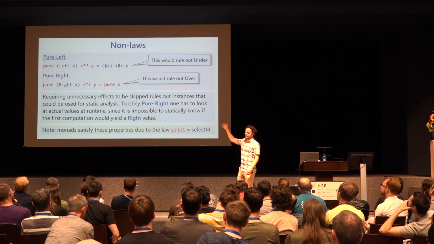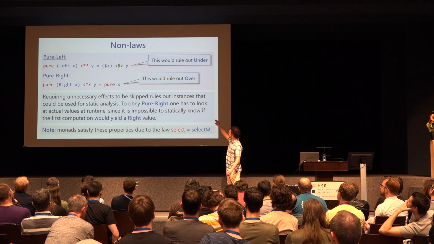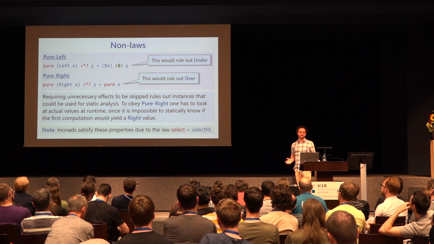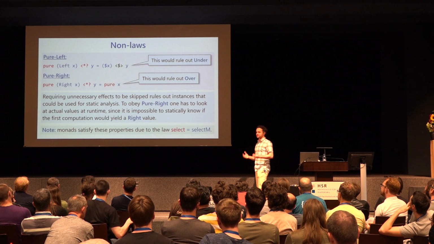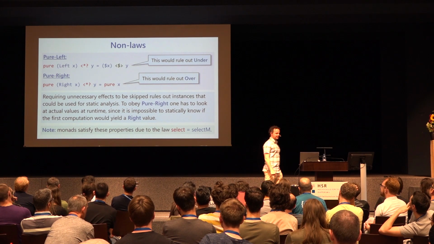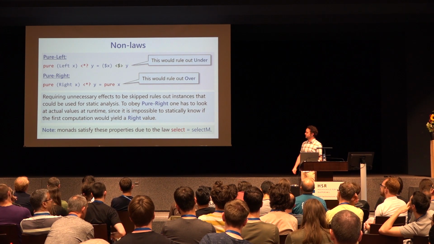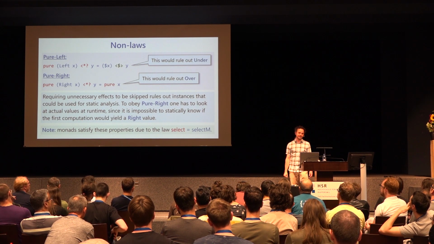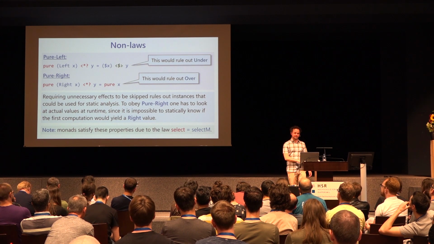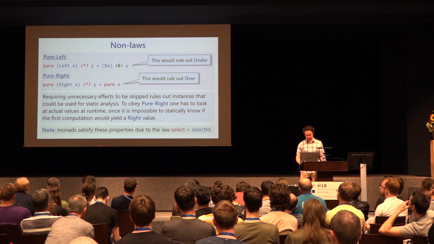And so sometimes people ask, why don't you require this? Because you want instances like over. They allow us to over-approximate all possible effects, and it's their purpose to over-approximate, to actually perform these unnecessary effects all the time. So we don't want to have this law, but many instances actually do satisfy these laws. For example, all monads do, and this follows from select equals select m.